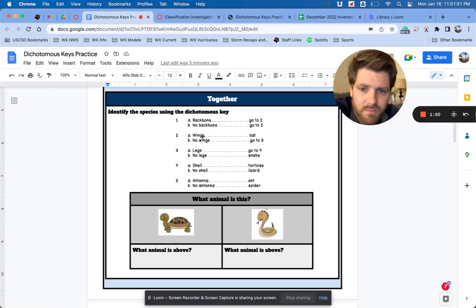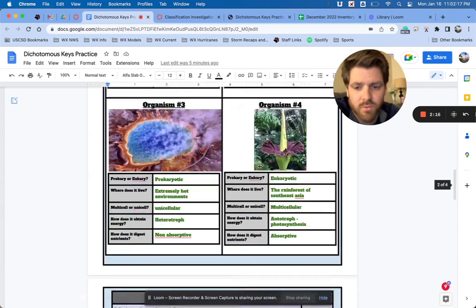So we go down to step number two, wings or no wings. If it had wings, we would already be done. This would be a bat, but this doesn't have wings. So we go down here to where it says no wings, and it says go to step number three. So we go down here where it says legs or no legs. This one obviously has legs, so it says go to step four. Shell or no shell. This one has a shell, therefore this is a tortoise. Now let's go check out one that's a little bit more difficult.